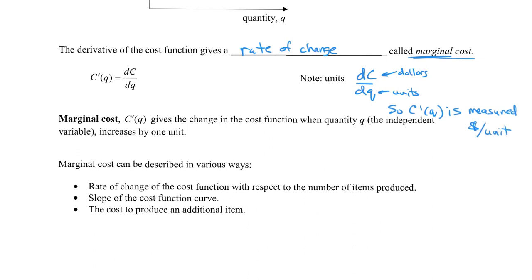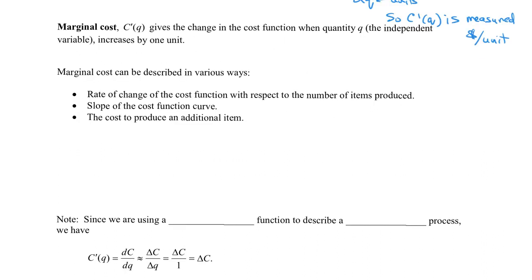And marginal cost gives a change in the cost function, and the quantity, which is the independent variable, is increased by 1 unit. Now you may notice something here. We're increasing this by 1 unit, so it doesn't really sound like what we've been talking about, instantaneous rate of change. So we're sort of assuming this is going to hold for that 1 unit, which we'll talk about in a second here. But before we do that, let's just talk about marginal cost.